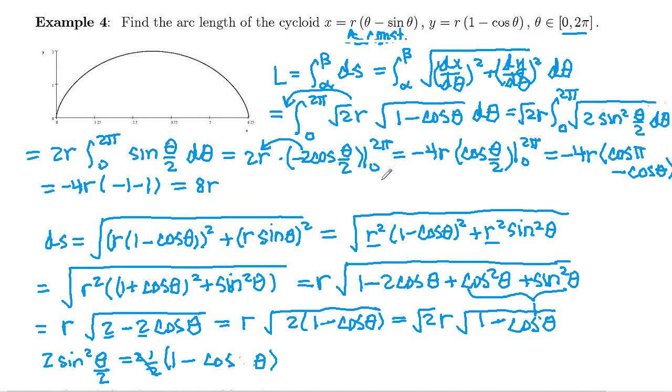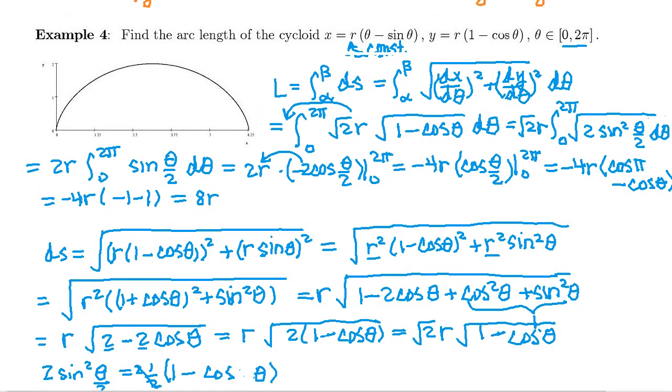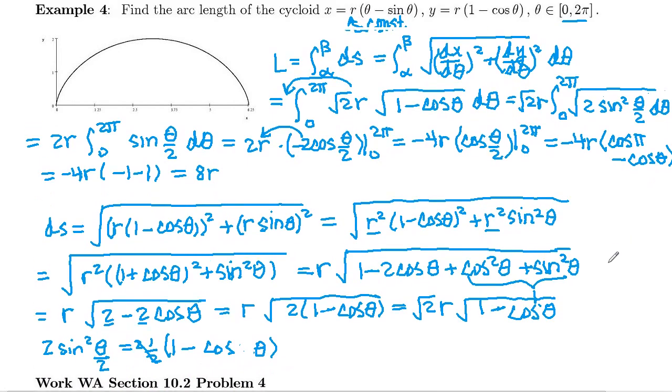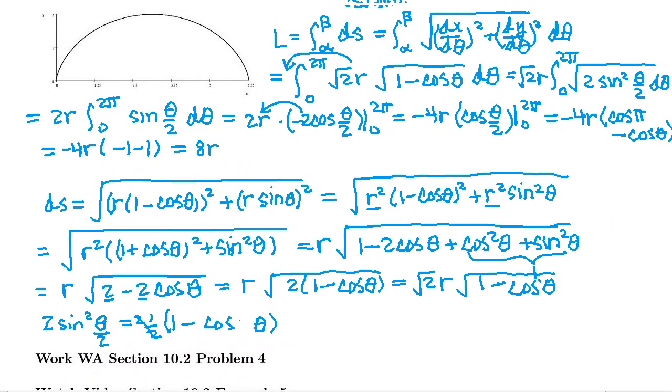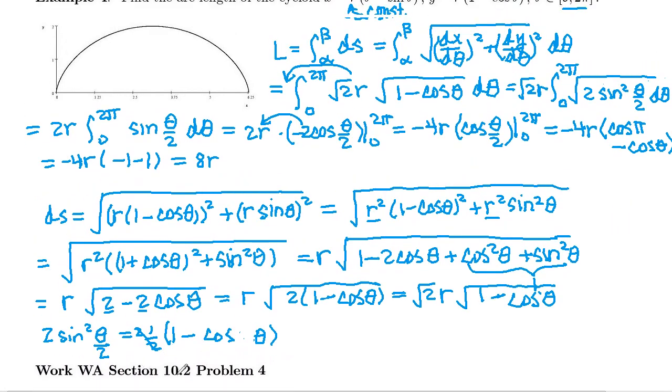So that's pretty cool. When you roll that circle around one time, the length of this curve is 8 times the radius. Seems like it should be 2 pi r, but it's not. It's 8 times the radius, whatever the radius of that circle is. So, okay, with these two examples, you should be able to jump in and work on Web Assigned Section 10.2, Problem 4. Give that a try.